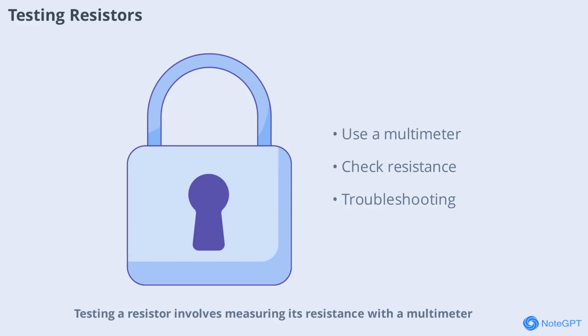Testing a resistor involves measuring its resistance with a multimeter. This simple check can confirm whether a resistor is functioning correctly or has failed. It's an essential skill for anyone working with electronics, ensuring that circuits operate as intended and troubleshooting is efficient.